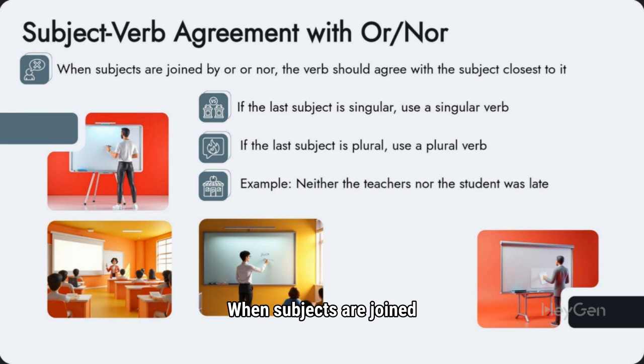When subjects are joined by "or" or "nor," the verb agrees with the subject closest to it. If the last subject is singular, use a singular verb. If plural, use a plural verb. For example, "Neither the teachers nor the student was late."